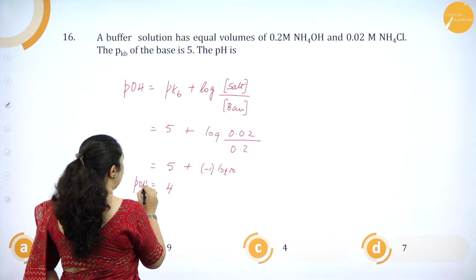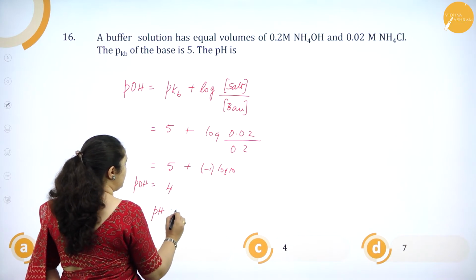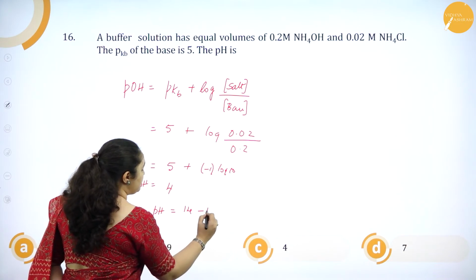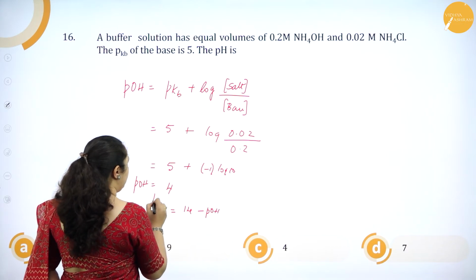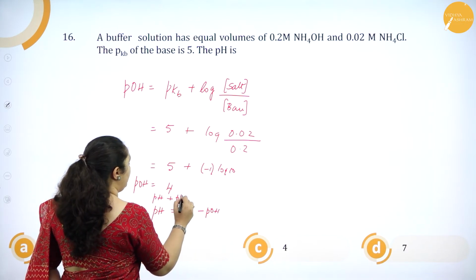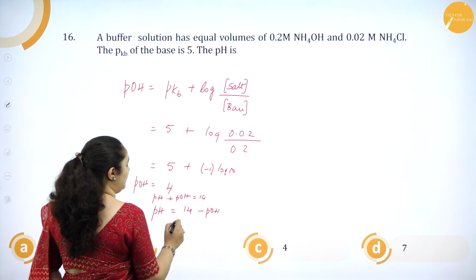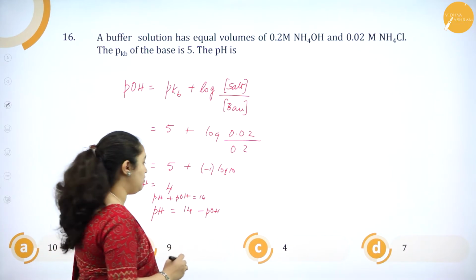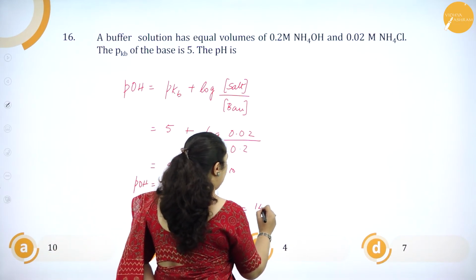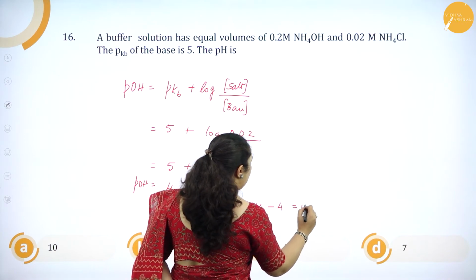So pOH is 4. So pH is equal to 14 minus pOH. Why this? Because pH plus pOH is equal to 14, isn't it? So 14 minus pOH is equal to pH. So 14 minus 4 is equal to 10.